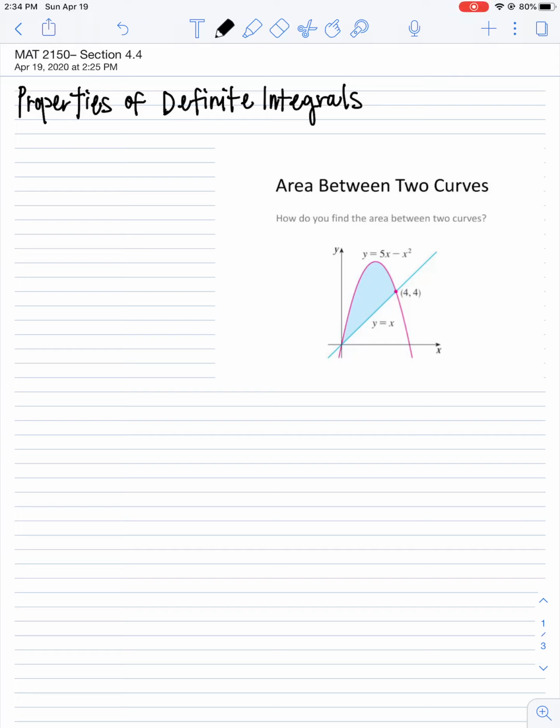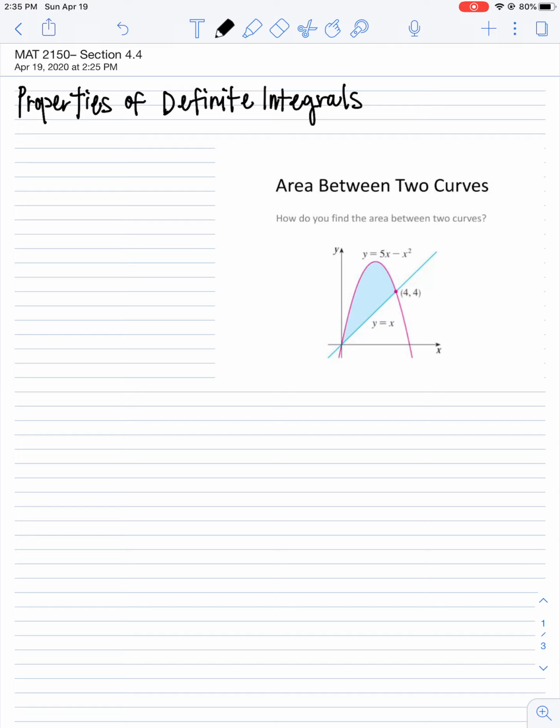All right, guys, so this video focuses on Math 2150, Section 4.4. We're going to discuss properties of definite integrals, and we're going to look at two problems in this particular video. The first problem is going to discuss area between two curves, and I've given you an image of an example problem. Before I give you notes on that particular problem, let me give you some general notes, okay?